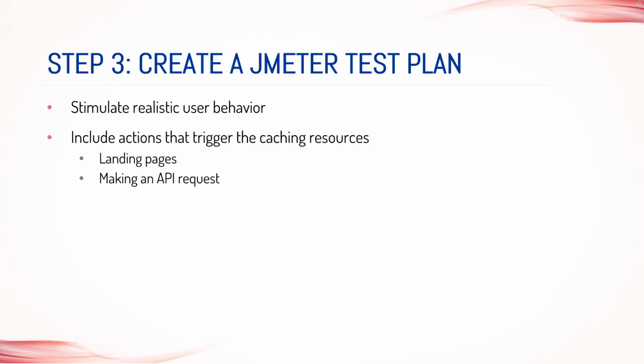Step 3. Create a JMeter test plan that simulates realistic user behavior. This should include the actions that trigger the caching of resources, such as loading a page or making an API request.